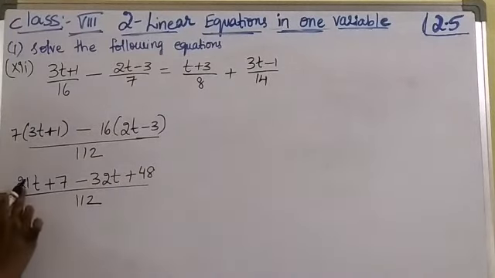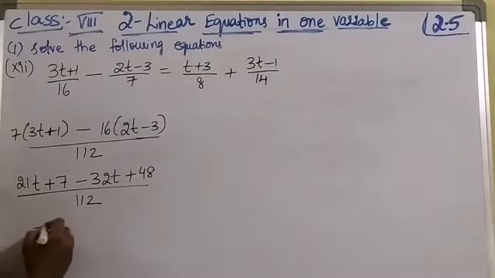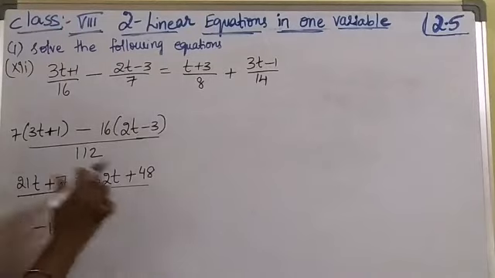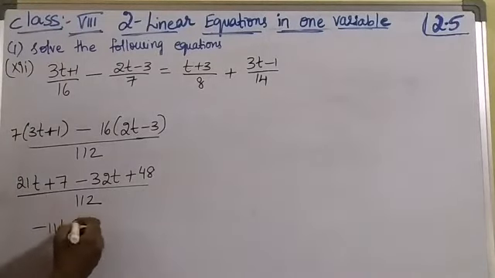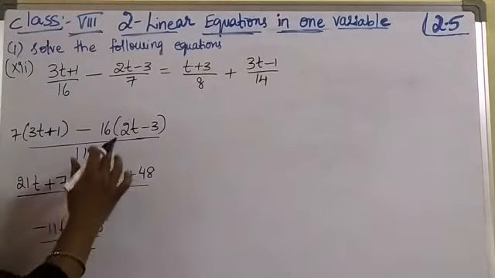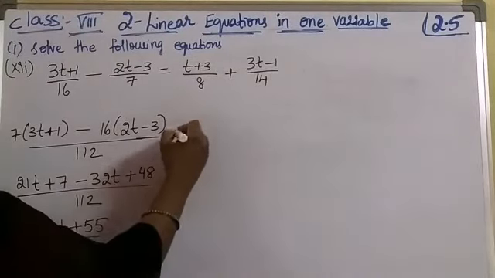Now here 21t minus 32t. How much do you get? Minus 11t plus 7 plus 48, how much? Plus 55 by 112. Up to here I got the LHS. Now I will come to this RHS.